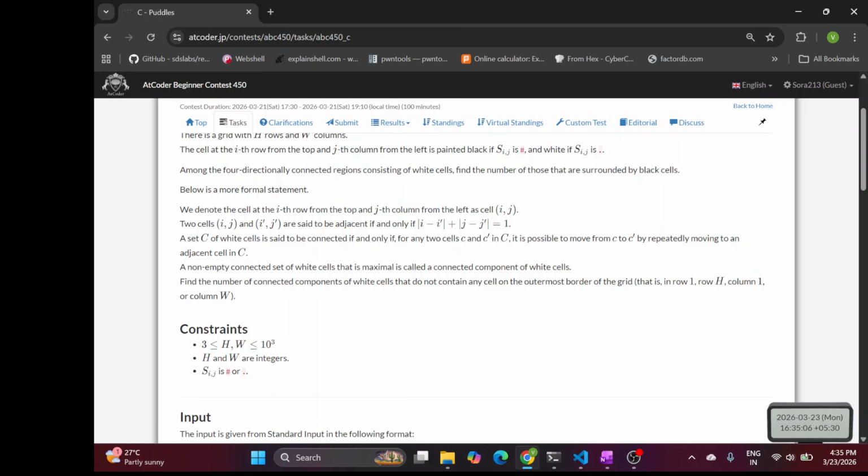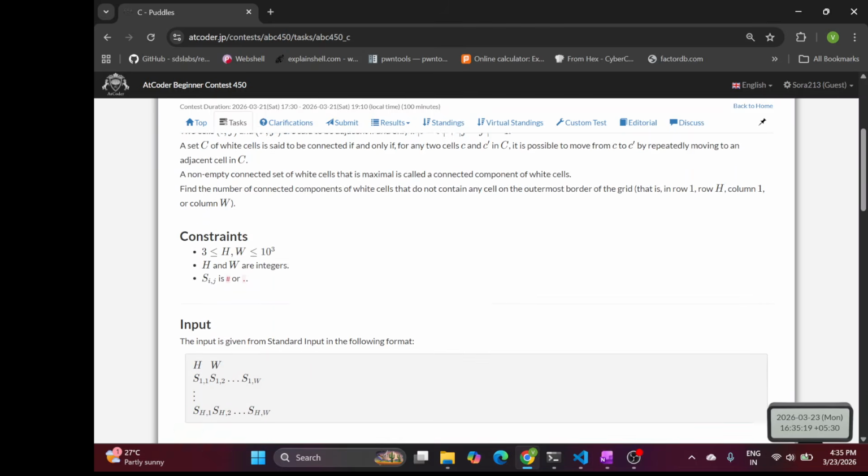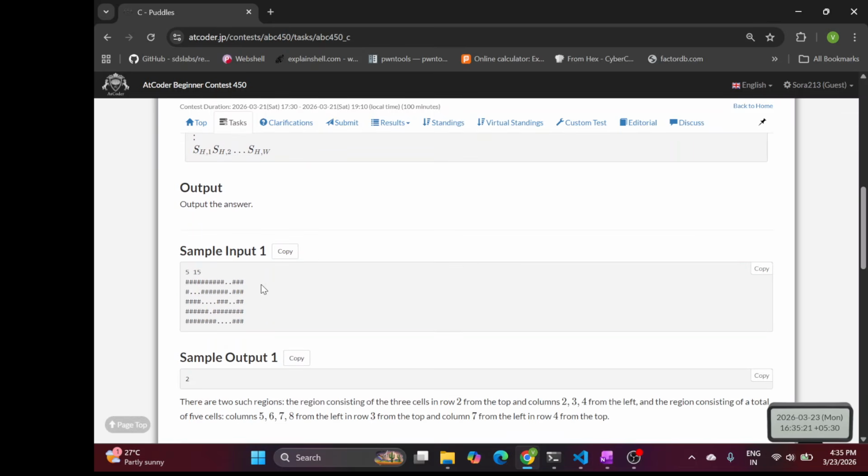So basically, all we need to do is find the number of independent connected segments of white cells, and they do not have any cell on the border. So let's take the examples.